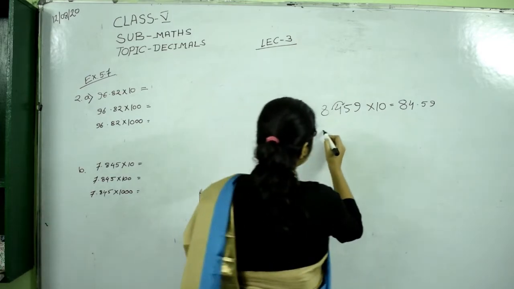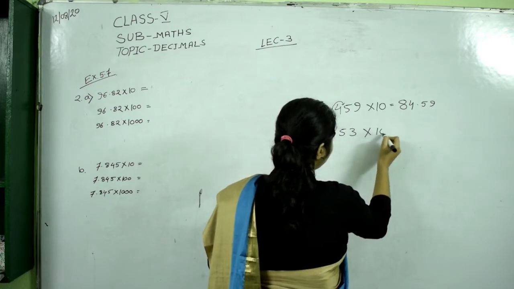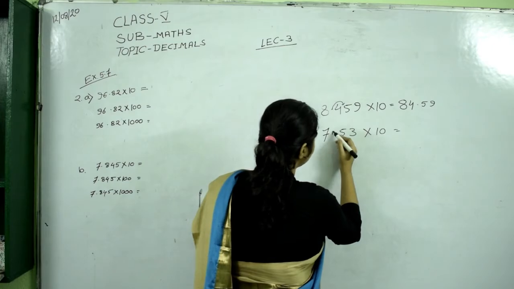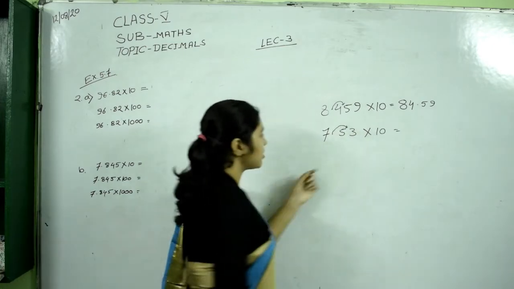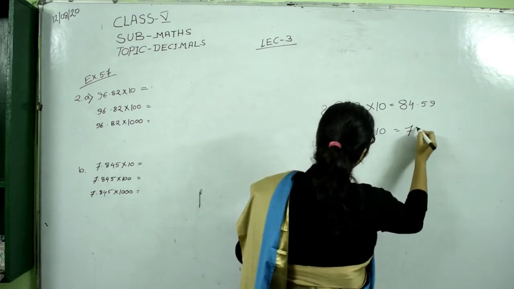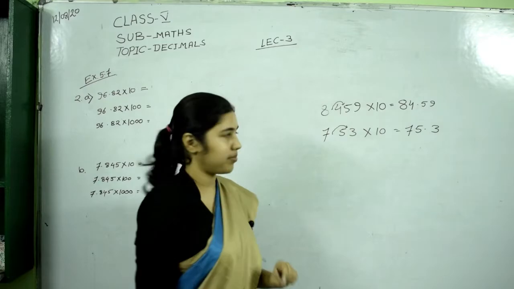Another example, suppose 7.53 into 10. The decimal point shifts one place to the right. So our answer will be 75.3.